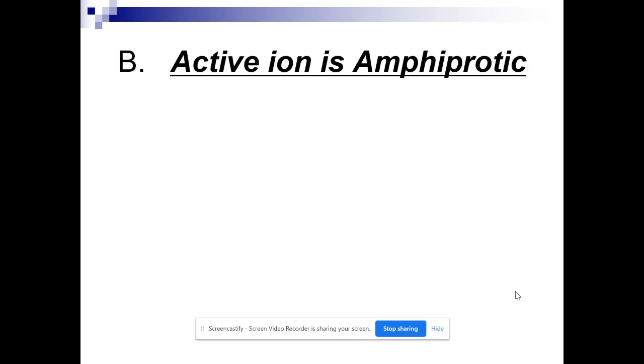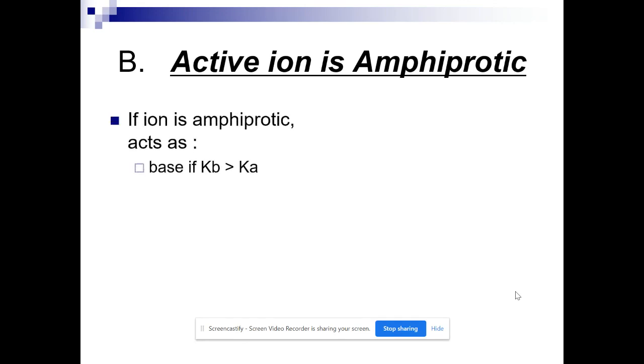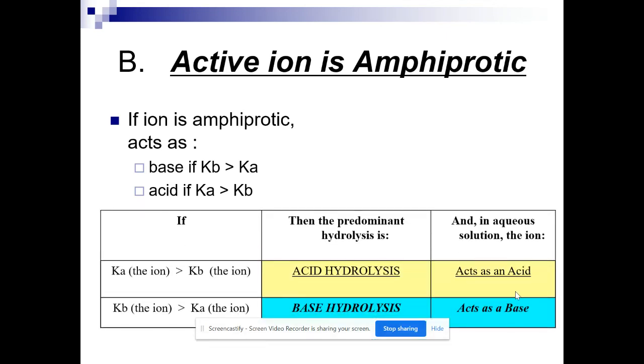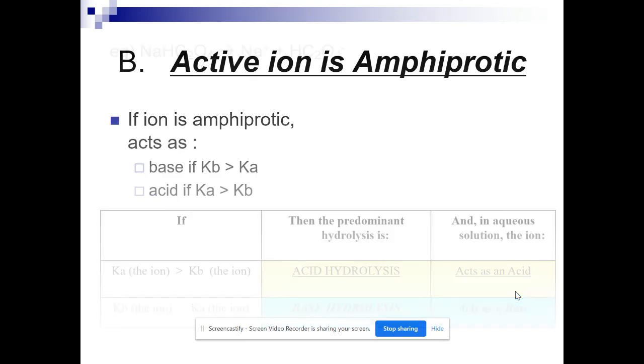All right, a little bit more complicated if it's an amphiprotic ion. This means we find it on both sides of the table. It can act as an acid or it can act as a base under different conditions. So we want to find out which one wins. Is it the acid, the Ka larger, or the base, the Kb larger? If Kb is bigger than Ka, it acts as a base; if Ka is greater than Kb, it acts as an acid. If the predominant hydrolysis is acid hydrolysis, it acts as an acid. Base hydrolysis, it acts as a base. So we just want to find out which one's winning.